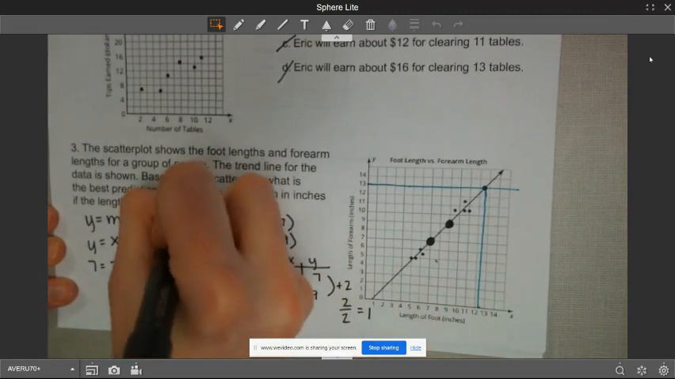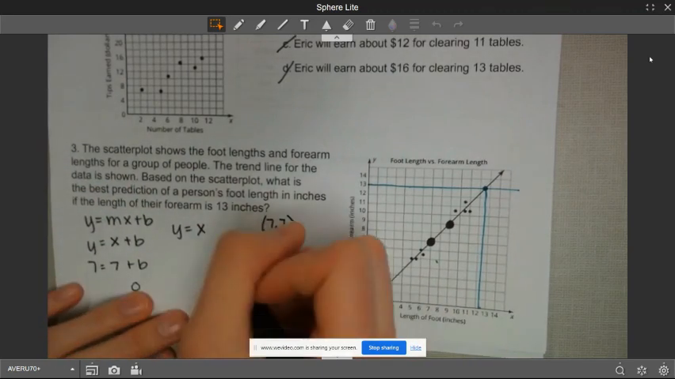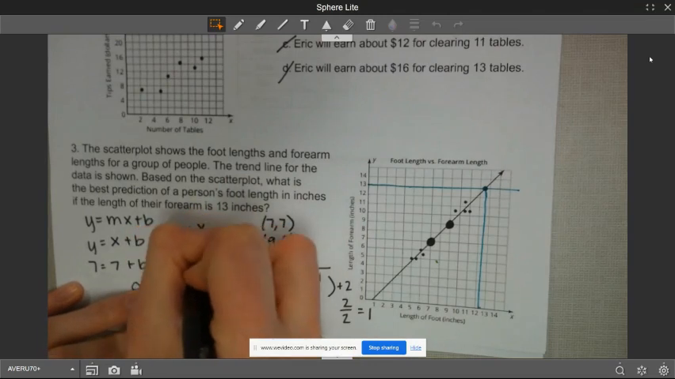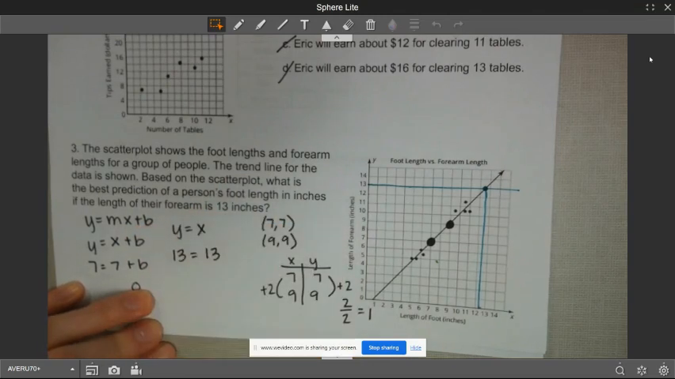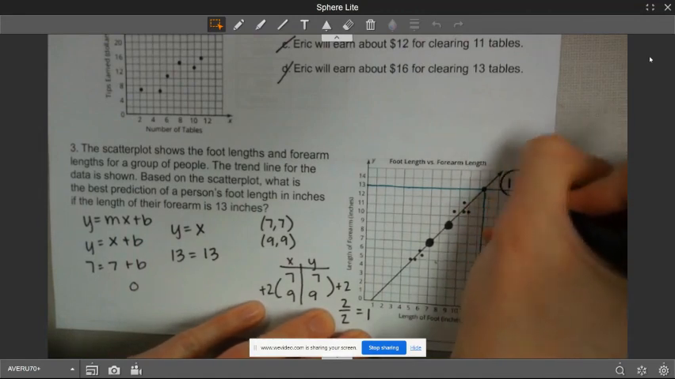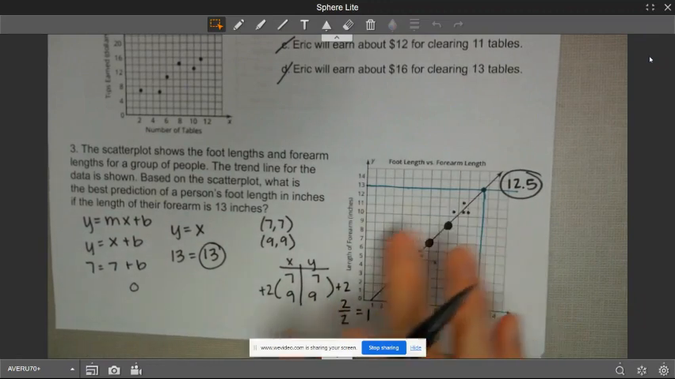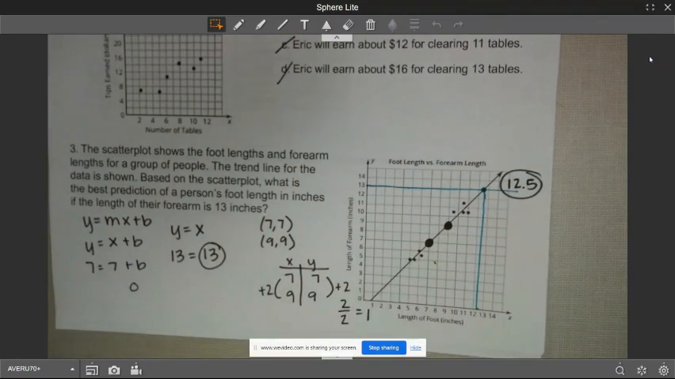So I'm going to write the equation y equals x, which is the one I got because x plus 0 is just x. So I'm going to say if it's 13 for y, well, that must also be 13 for x. Well, originally we said it was about 12.5. So 12.5 and 13 are pretty close together. So even though our equation of the line was not perfect, I still was able to use it to estimate.